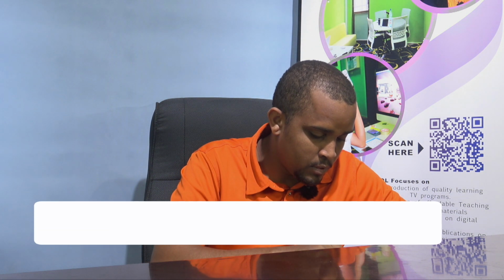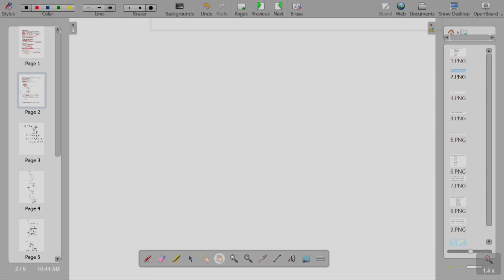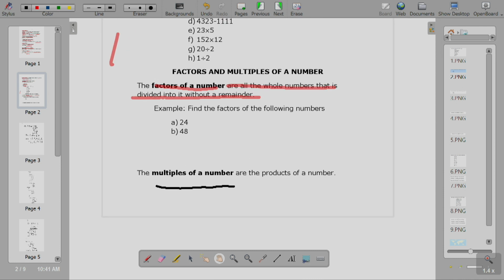So let's move to another thing, which is multiples of a number. We have already discussed factors of a number. Now we are moving to multiples of a number. So what are multiples of a number? Multiples of a number are the products of a number.